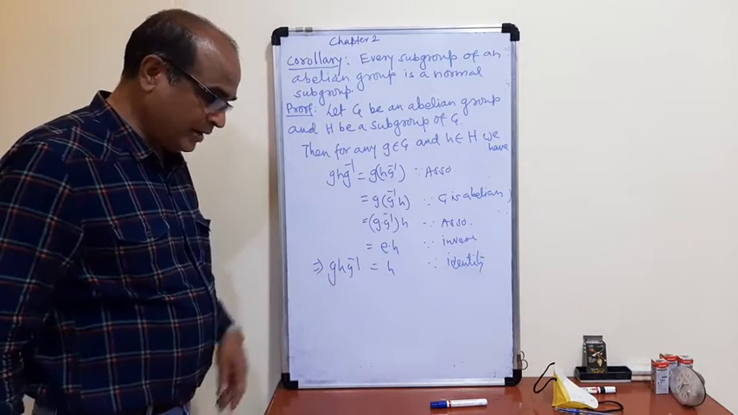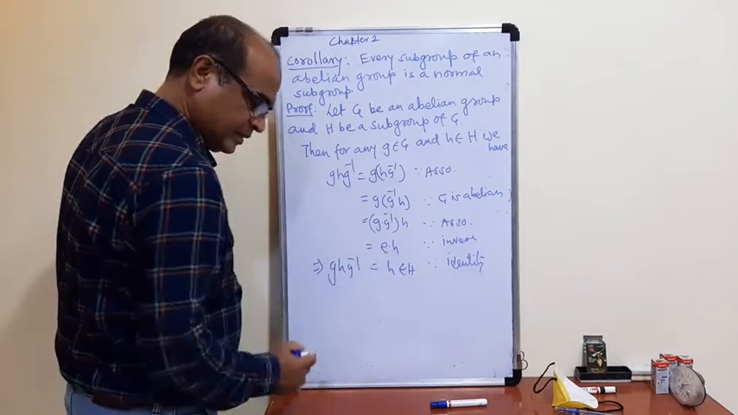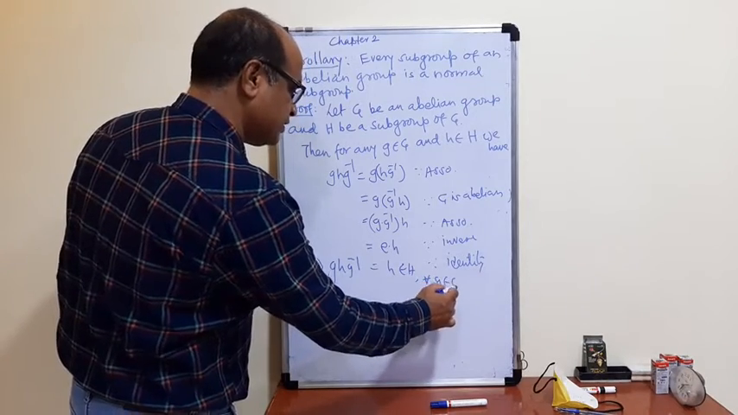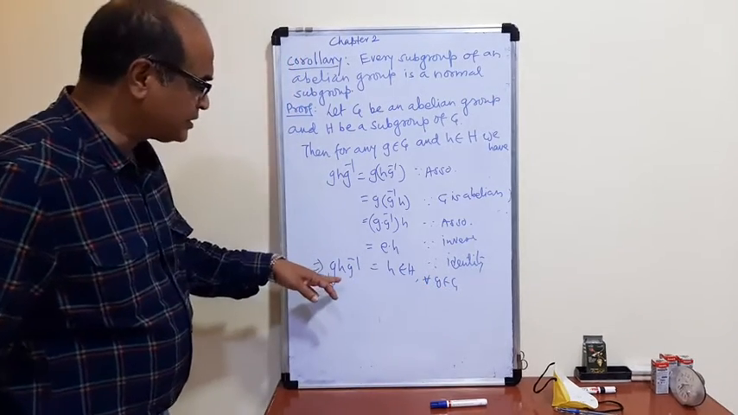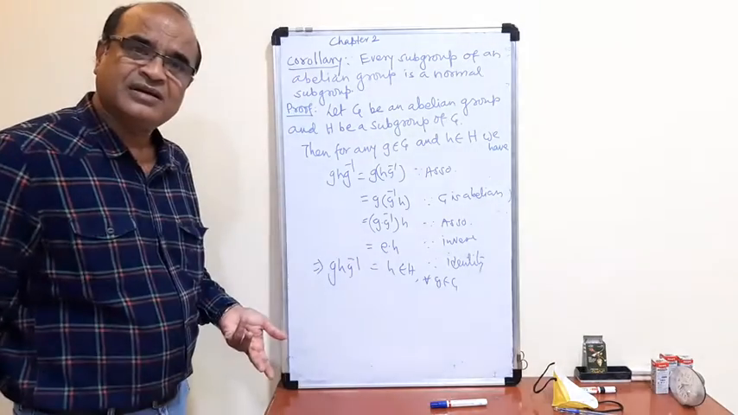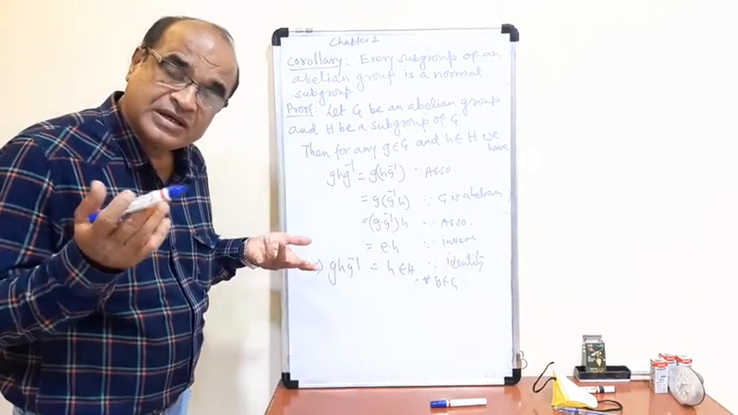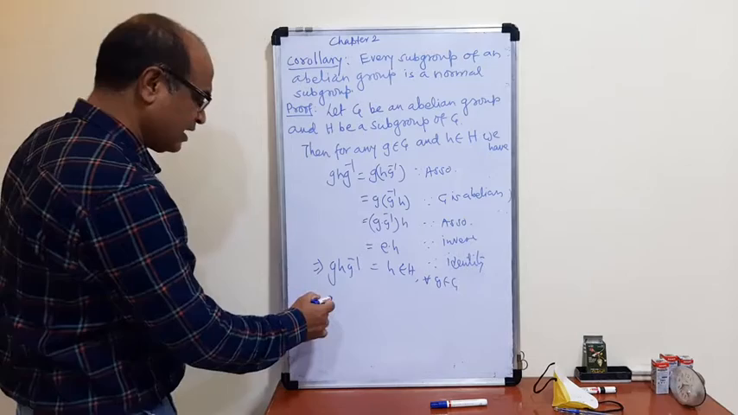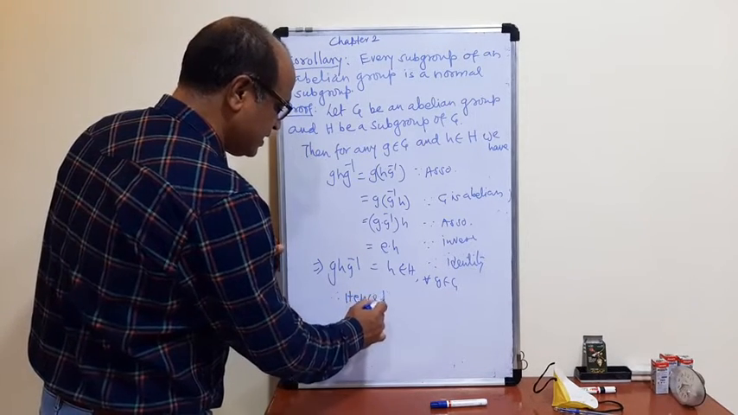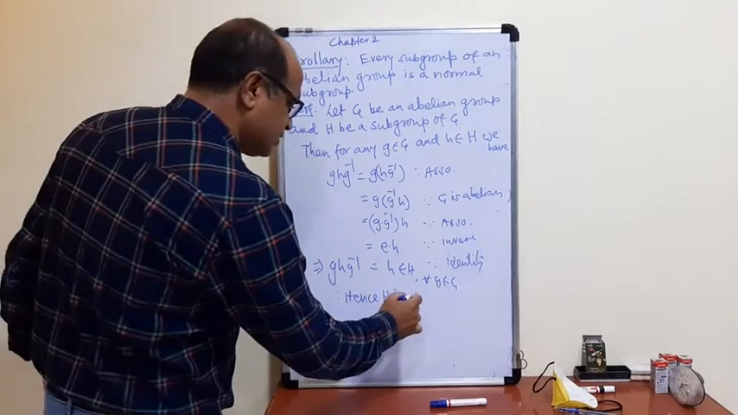So what happened here? h belongs to H, for all g belonging to G. So by theorem 1, g h g inverse is equal to h, then the subgroup H is a normal subgroup. Hence, by theorem 1, H is a normal subgroup.